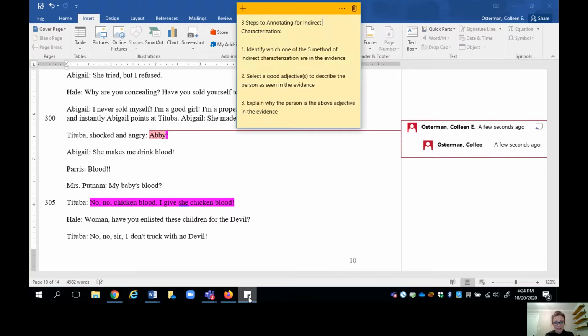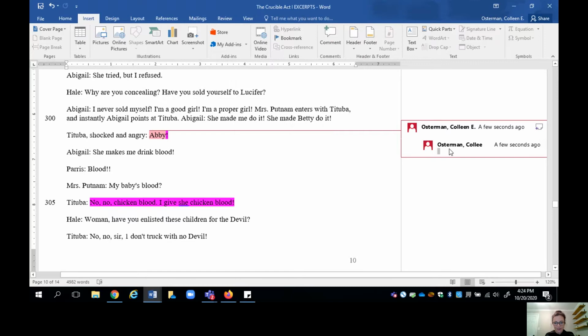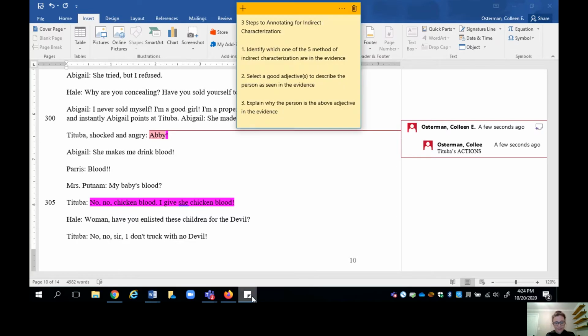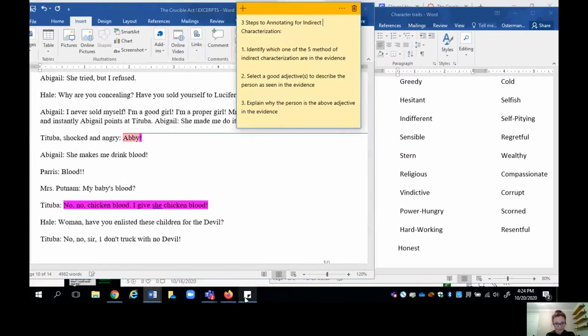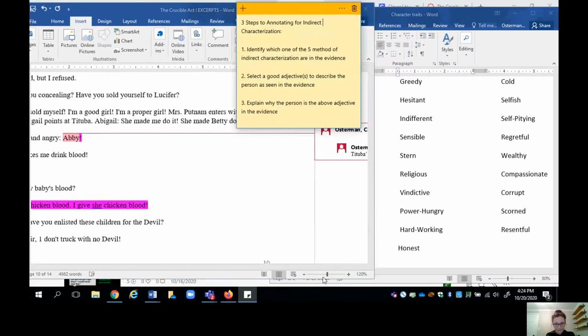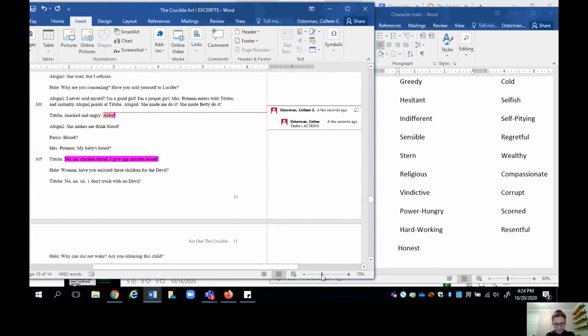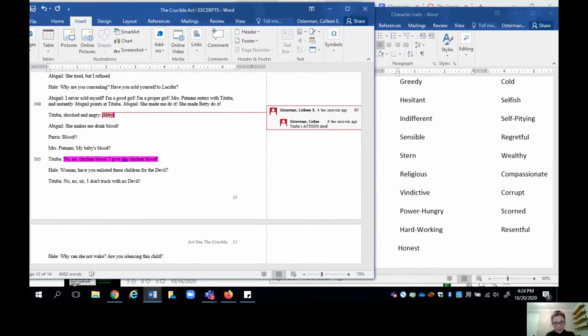Tituba's actions. What's the next step? Select a good adjective. I said honest. Show she is honest.